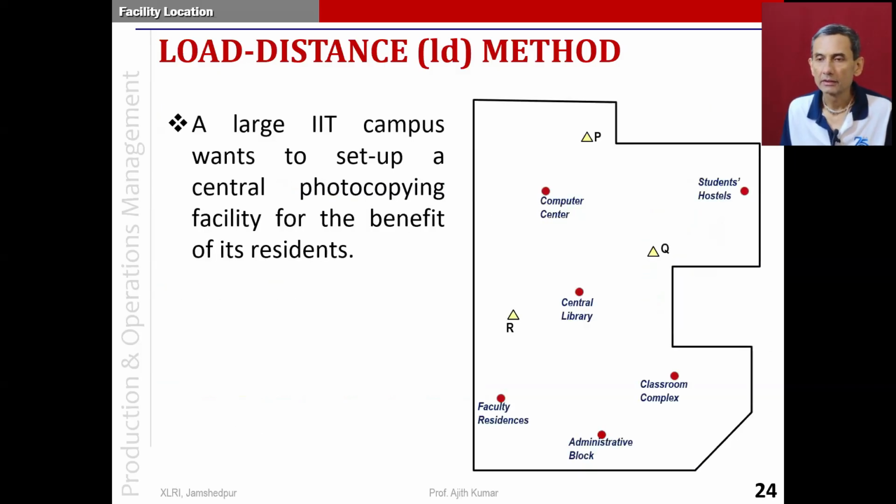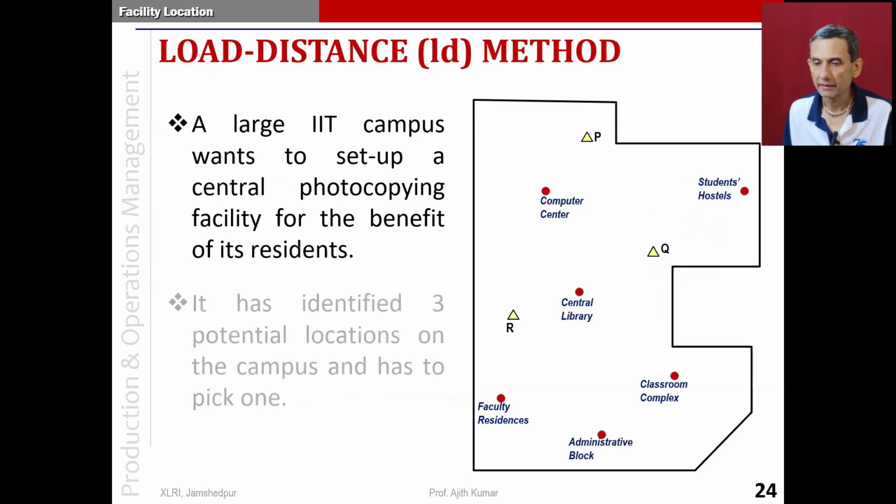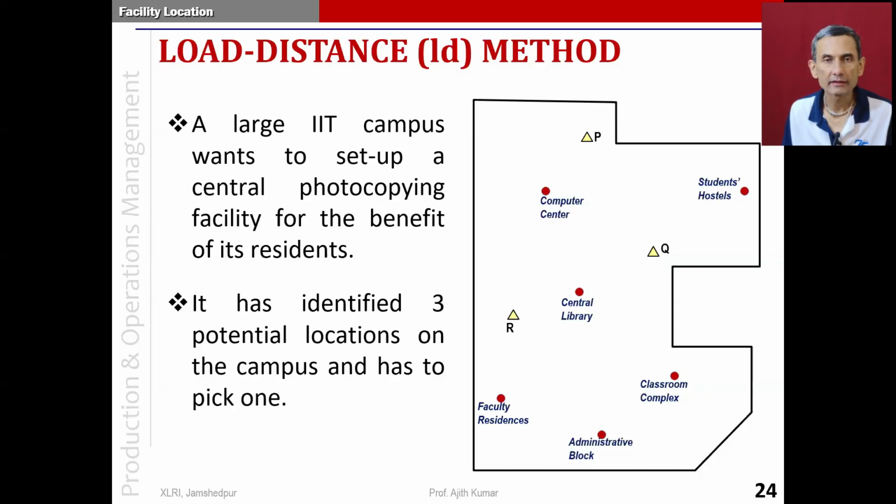Let's take an example. A large IIT campus wants to set up a central photocopying facility for the benefit of its residents. And you can see that it has identified 3 potential locations in the campus, which are denoted here by P, Q, and R. And it is taking into account the existing facilities such as the students' hostels, computer center, central library, the faculty residences, the administrative block, the classroom complex, etc., as criteria to help us decide which among P, Q, and R is the best location for the photocopier center.